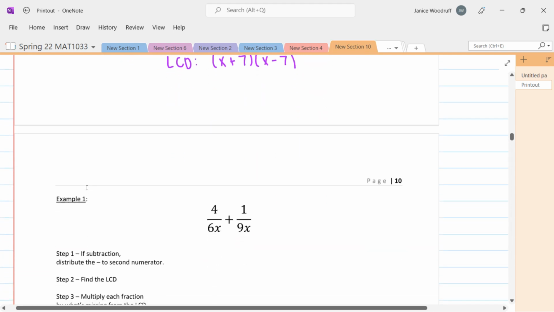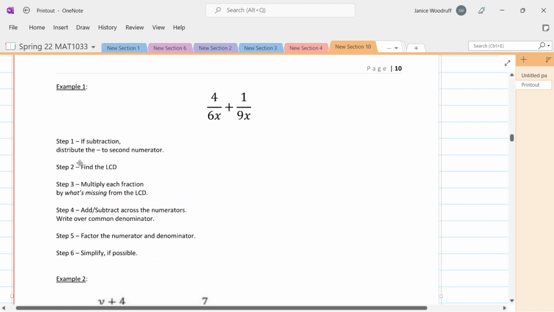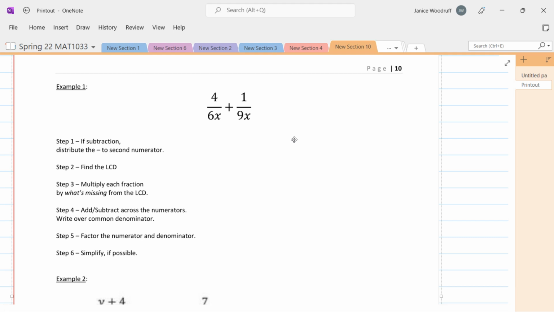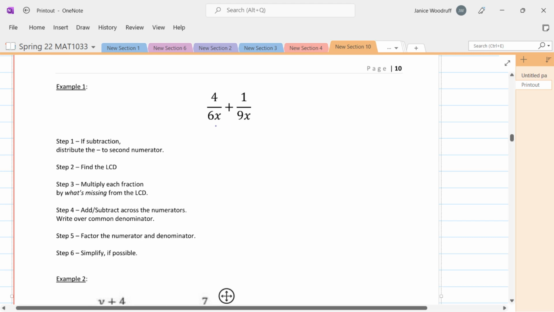All right, so let's do an example. We'll start with a simple one. So we have 4 over 6x plus 1 over 9x. Here are our steps. If it's subtraction, we're going to distribute the minus sign to the second numerator. This is addition, so we're going to go to step 2. We're going to find the LCD. So here you want the least common multiple of 6 and 9. What would that be? Yeah, 18. And then for the variables, you want the greatest power. Well, these are both to the first power, so this is just going to be x. So 18x is going to be the LCD. One of each factor, you have x, you only need to write it once.